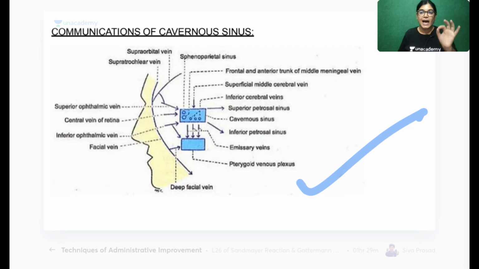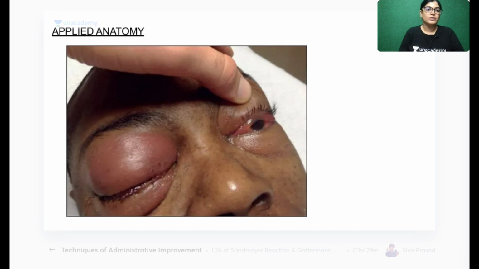MCQs will be asked as direct communication. My dear aspirants, direct communication means direct tributary. Indirect communication means certain interconnecting veins. So can you tell me the case? Which clinical case is this?